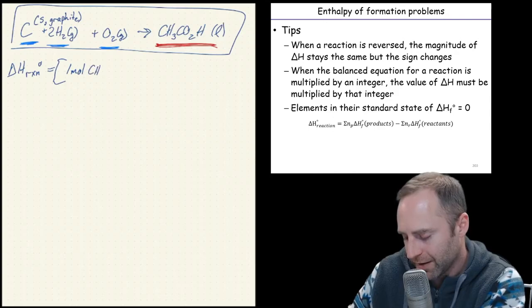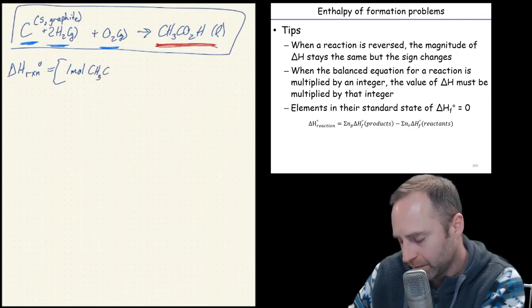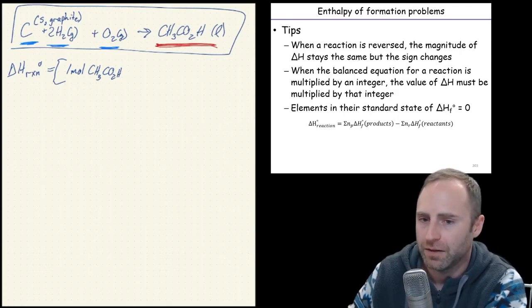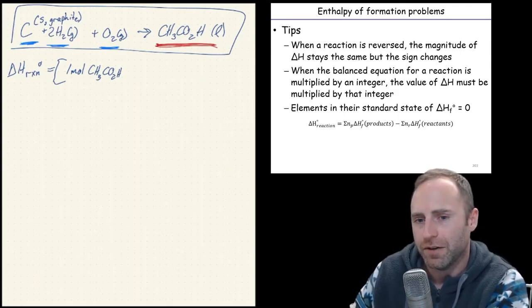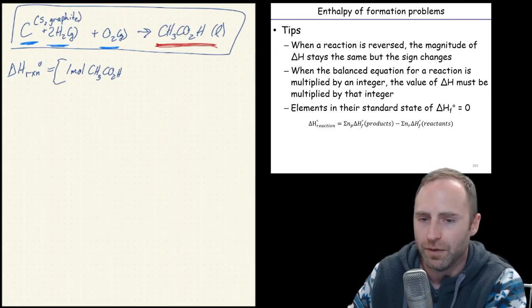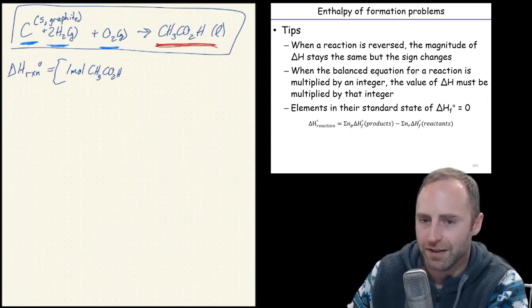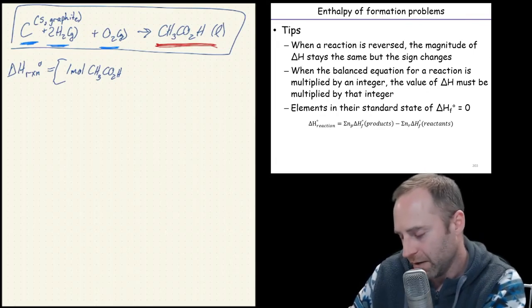And I like to label out the one mole of the thing that we had. So that's why I'm putting that chemical compound in there. Sometimes with problems that you'll see in the book and otherwise, they're going to drop labeling it as a mole and they might drop labeling it as acetic acid. I like to just write it out to help keep track of things. This is going to be multiplied by the enthalpy of formation of acetic acid.